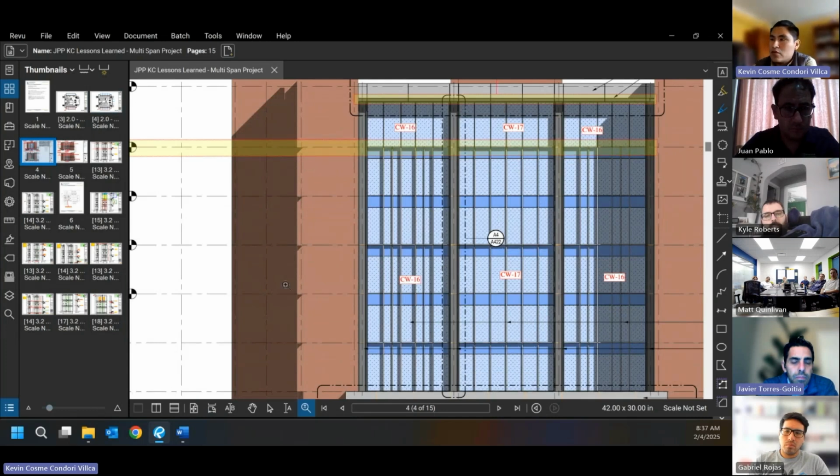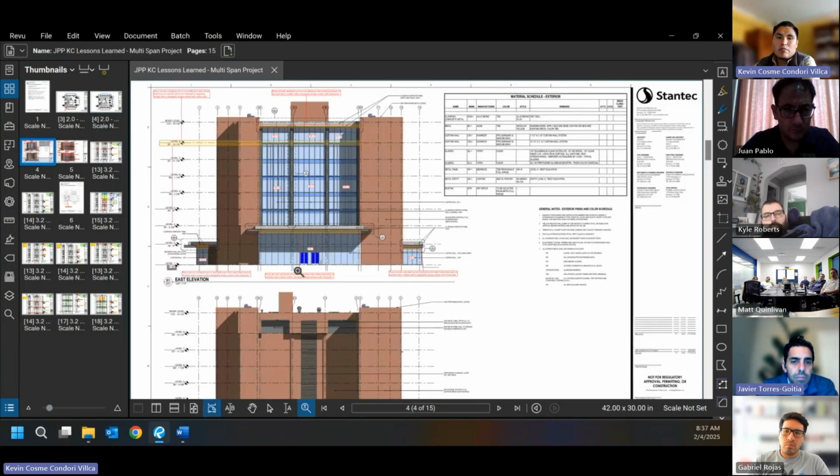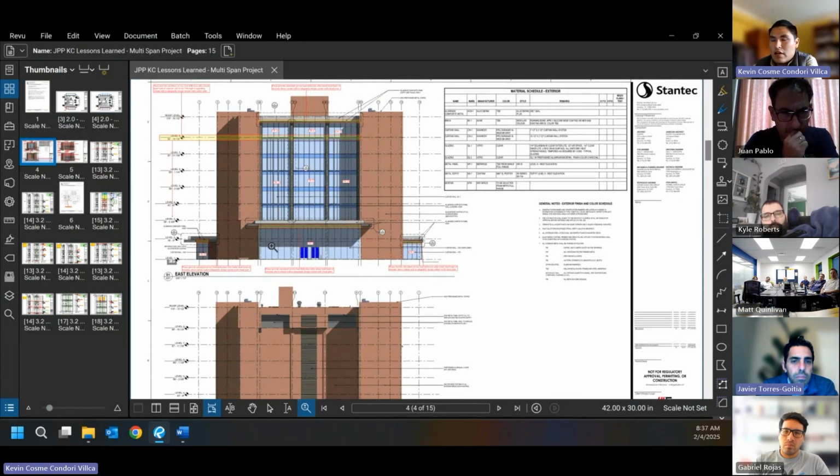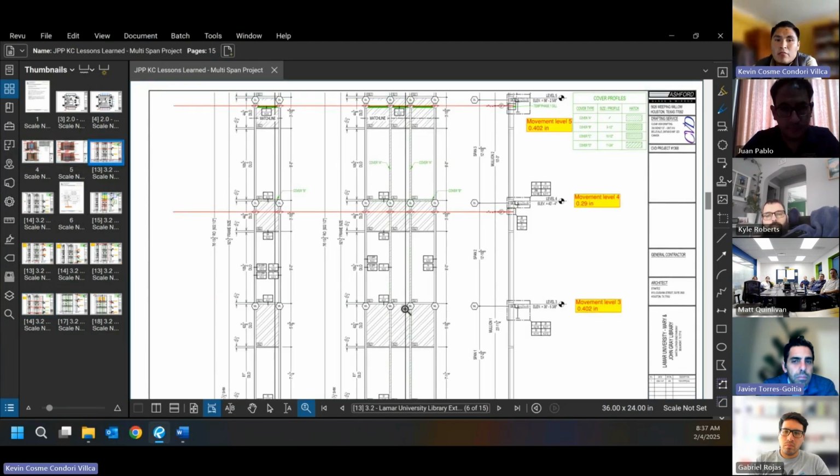Once we received the response from the RFI, we were requested for the building movements at each level. A detailed study was carried out on the challenges that I mentioned at the beginning of the presentation. Here we have the view of the frames in the shop drawings.